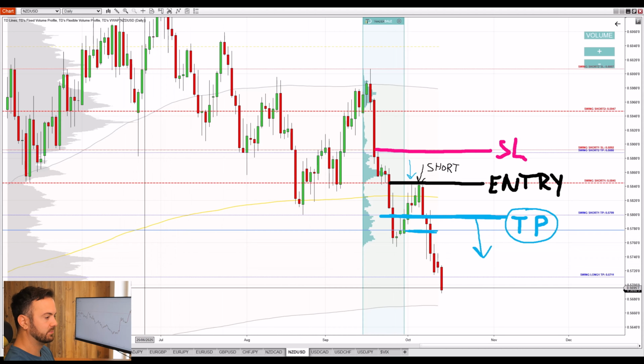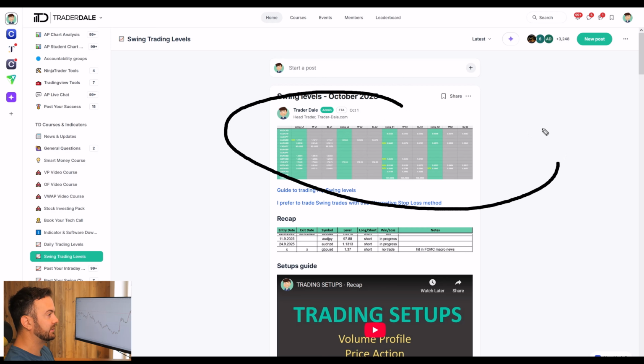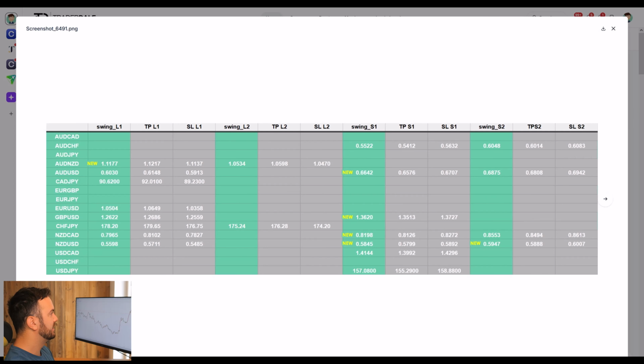Let me show you. So this is our back end. This is the swing trading table. If I open this, then you can see that there's the New Zealand dollar, US dollar. That's the level, 58.45. That's the short. This is the take profit, 57.99. This is the stop loss, 58.92.